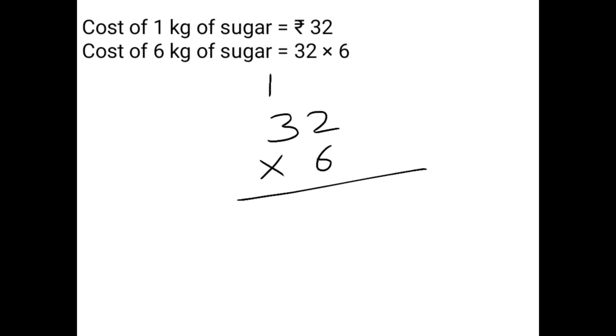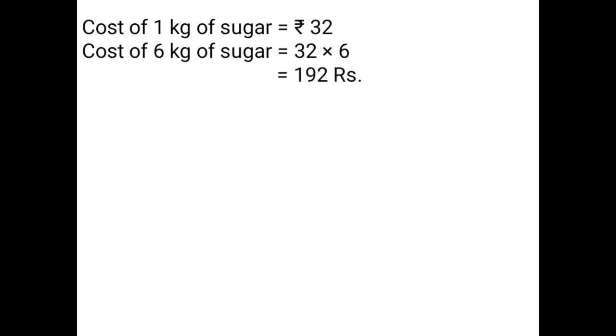6 2s are 12. 6 3s are 18. 18 plus 1 is 19. That is equal to 192 rupees. Cost of 6 kg of sugar is 192 rupees.